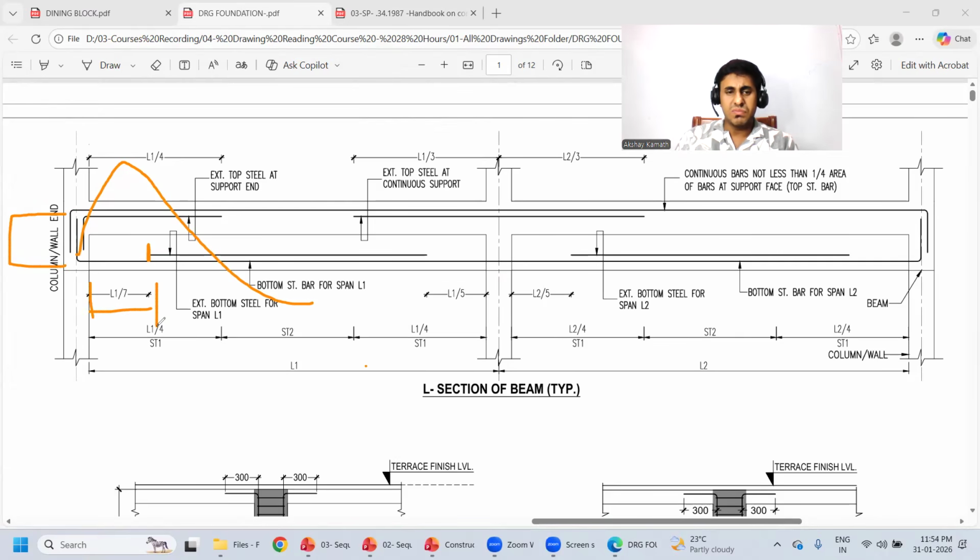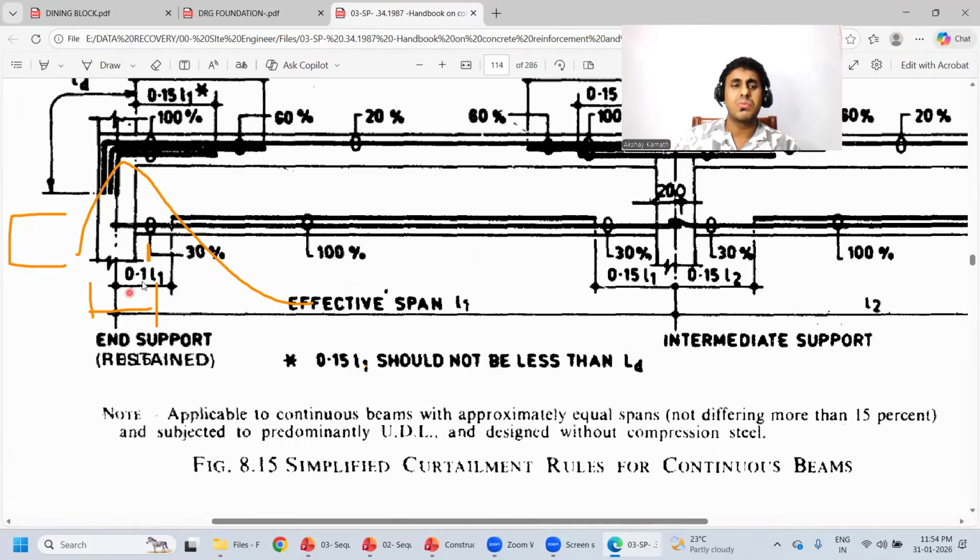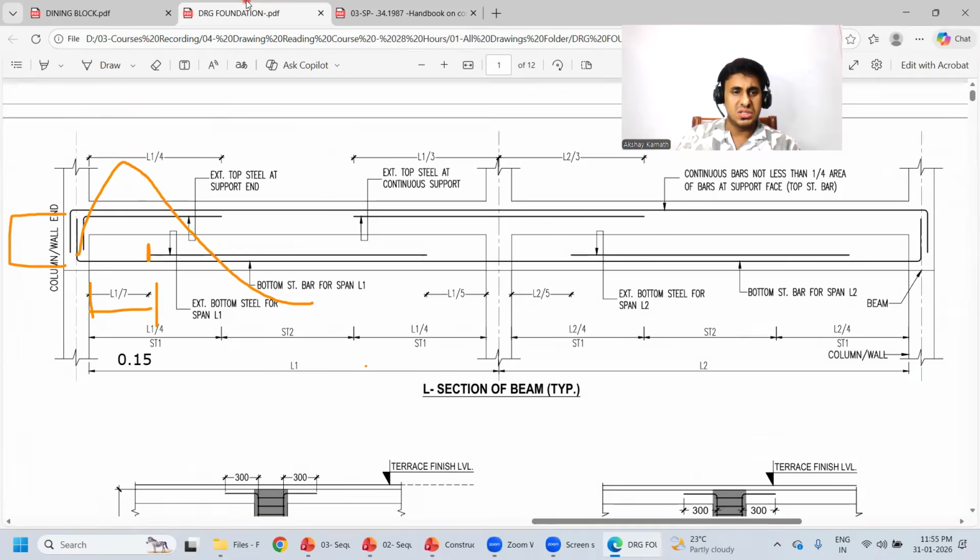So what is L/7 now? L/7 is 0.15 if I'm not wrong. Let me do that. L/7 is 1 divided by 7, so it is 0.14. People will write it as 0.15. That is why in a few drawings, you will find it as 0.15. And if you see here he has given 0.1 into L, but that is fine because they have given it from the center here. This distance is given from the center, whereas in this particular drawing, he has given it from the face, L/7. But generally, you can take it as 0.15.